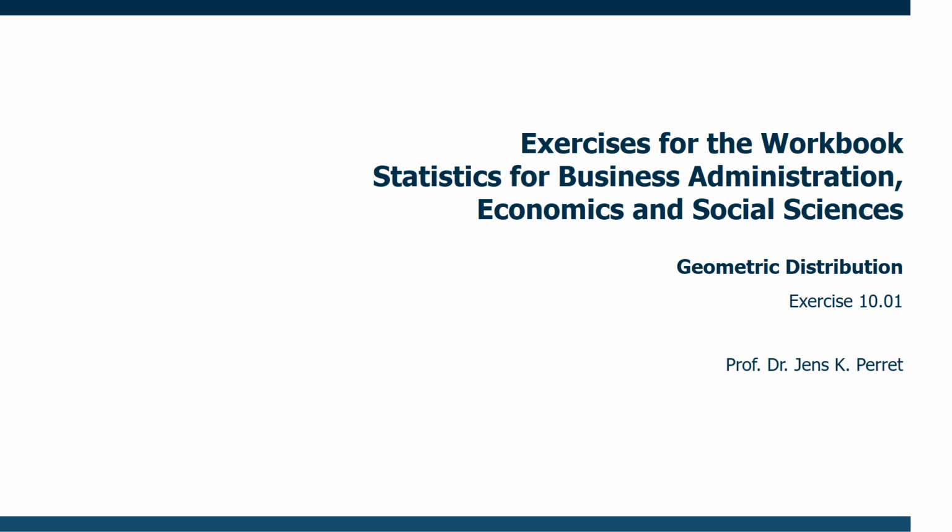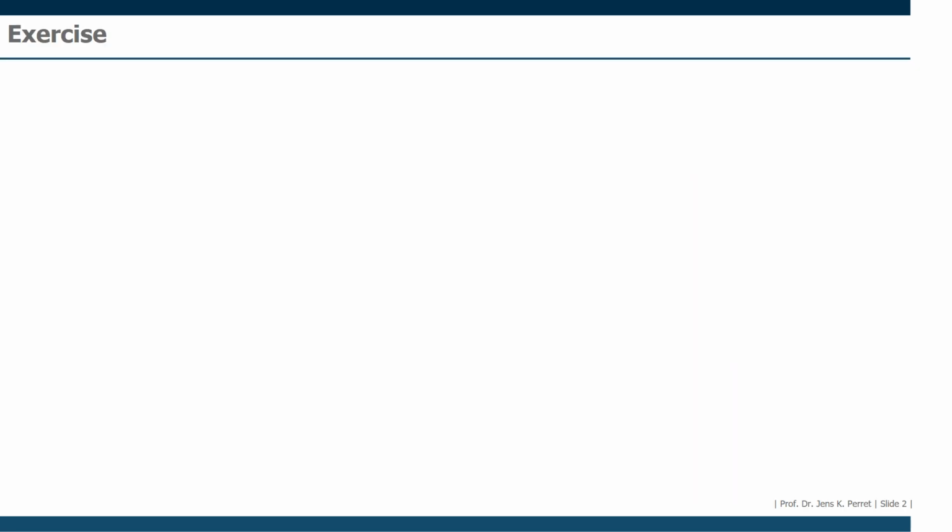Welcome to another exercise for the workbook statistics, this time focusing on the geometric distribution. Our exercise today is Robert visits Xeno. At the roulette table, he regularly bets on the field 1 to 12.